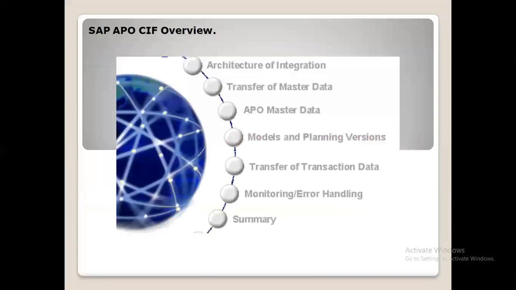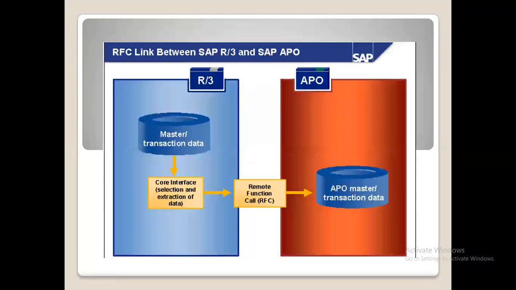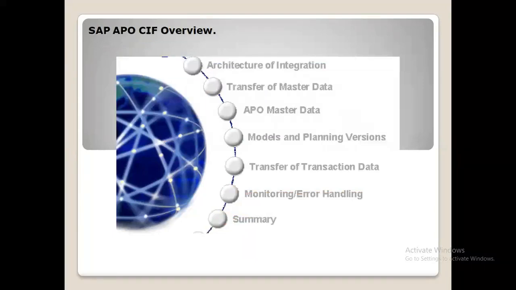In the APO CIF overview, I'm going to cover the architecture of integration, transfer of master data, APO master data, model planning versions, transfer of transaction data, monitoring and error handling. These are the topics I'm going to cover today. And I will cover the configuration part of each and everything. Today, I'm going to cover the complete CIF overview and the CIF configuration.